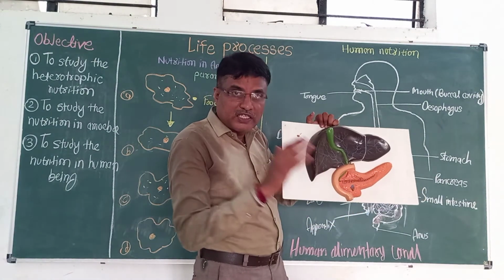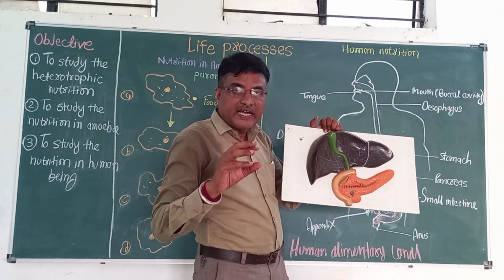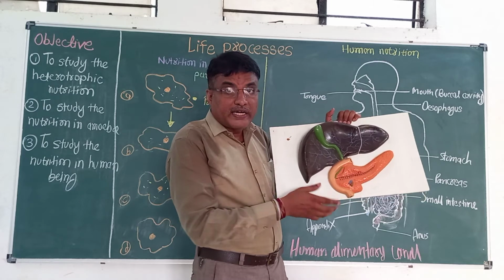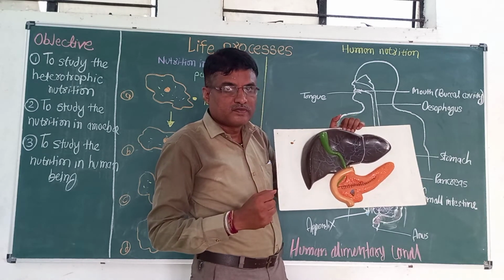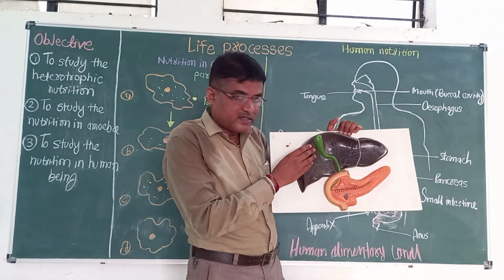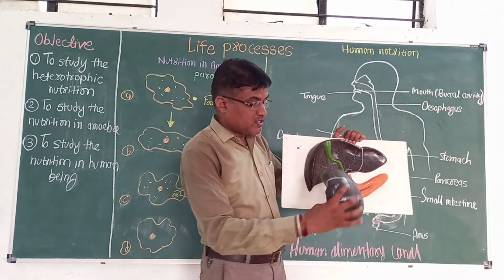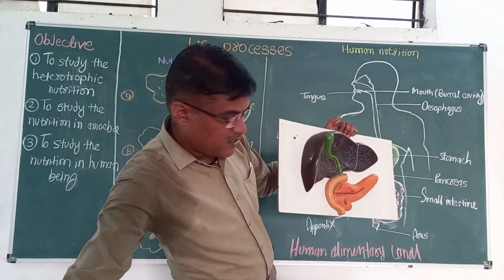Actual digestion takes place in the small intestine. Protein, carbohydrate, fat, everything is digested in the small intestine. How does the digestion take place in small intestine? Liver. This is the liver. Here is the individual model of liver also. See, this is liver.